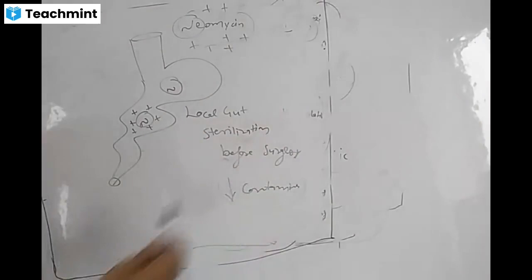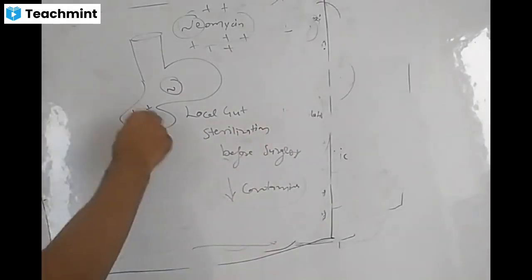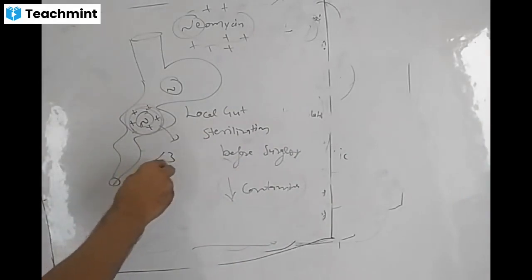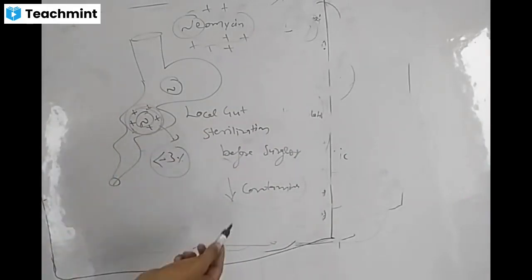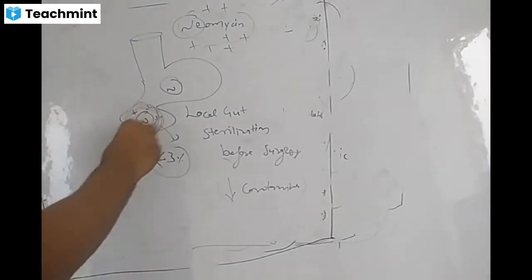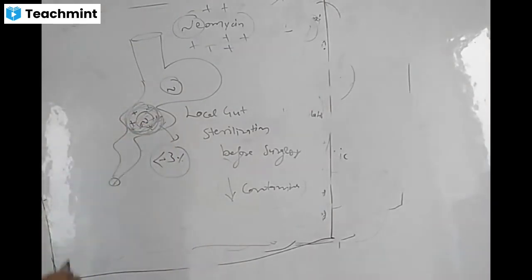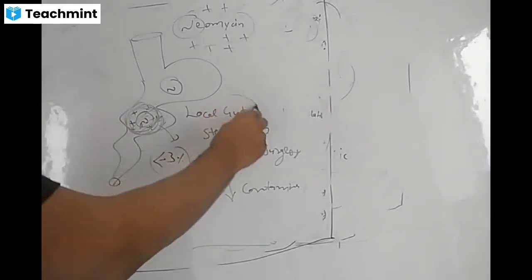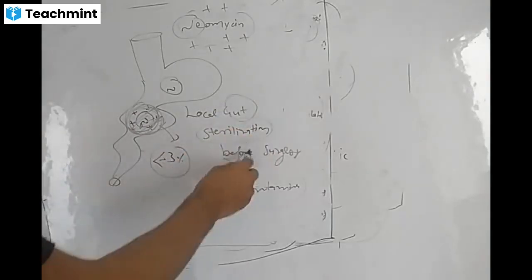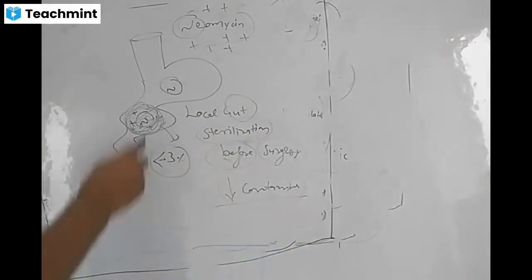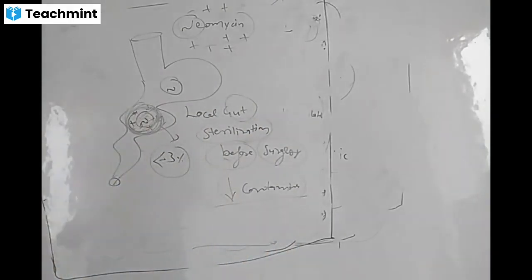To reduce the contamination load before surgery, we give neomycin powder that will not be absorbed, less than 3% absorption, nearly negligible. So it will remain here and destroy all the pathogenic bacteria because it is bactericidal. So we use this as gut sterilization before surgery to reduce the contamination of bacteria. This is important regarding neomycin.